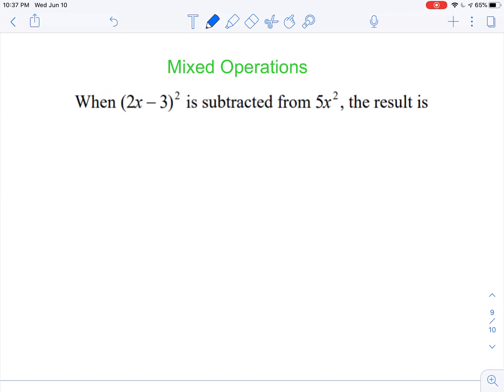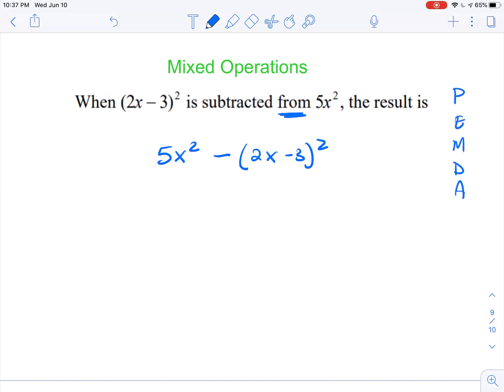Okay, and last but not least, one last mixed operation question. It says, when 2x minus 3 squared is subtracted from 5x squared, the result is, and it's expected that my answer is going to be in standard form. So first we should write out the question, right? 2x minus 3 squared is subtracted from. So again, remember, we have that from word again, which means that 5x squared is first. Then we have subtracting 2x minus 3 squared.